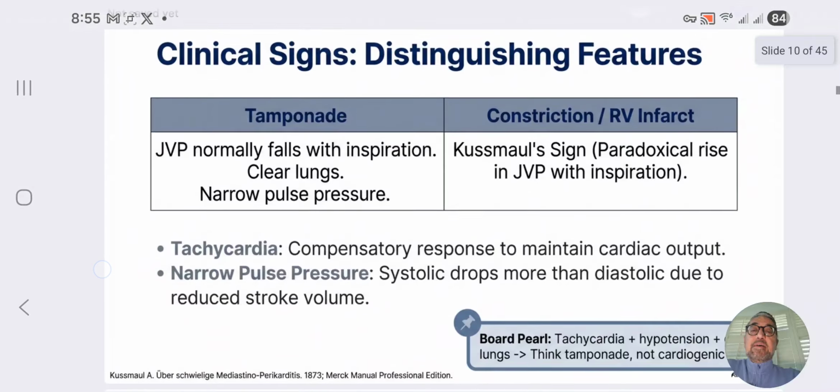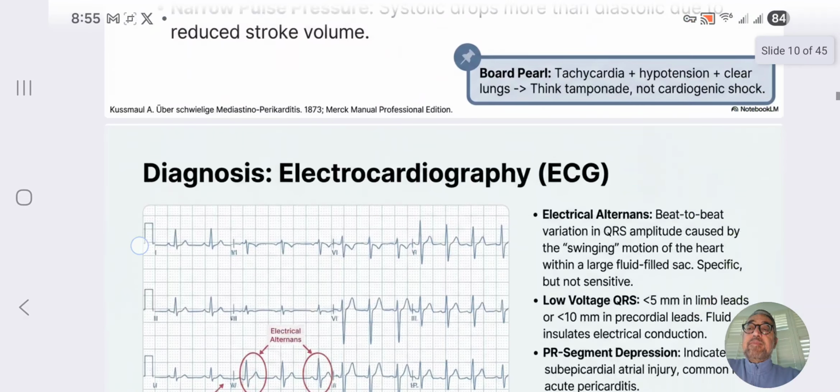Now, comparing tamponade to constriction. In tamponade, JVP falls normally with inspiration. In constriction, there's a paradoxical rise in JVP, which is called the Kussmaul sign. There is tachycardia noted, and there is a narrow pulse pressure in patients with tamponade.